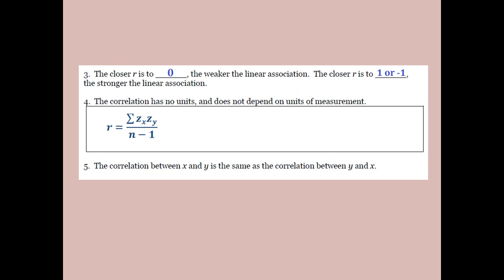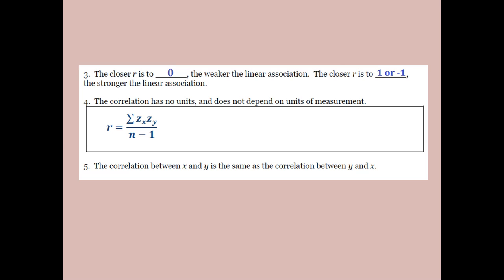Point number 3 is a consequence of point number 2. The closer the correlation is to zero, the weaker the linear association between the variables. And the farther the correlation is from zero, the stronger the linear association. So farther away in either direction, that's easy to pick up on for the positive values, but that works for the negative values too. So a correlation of -0.8 is stronger than a correlation of -0.3, that kind of thing.